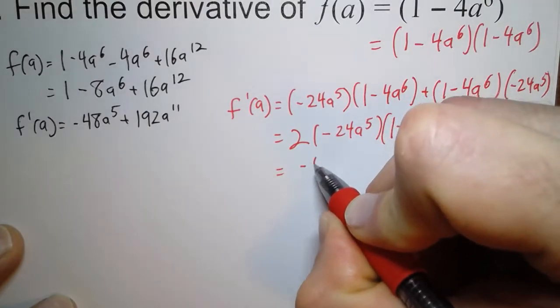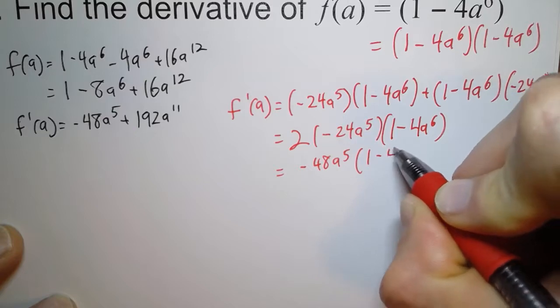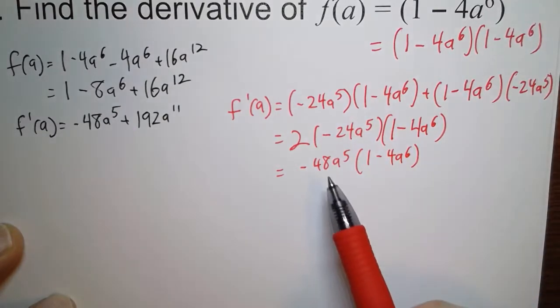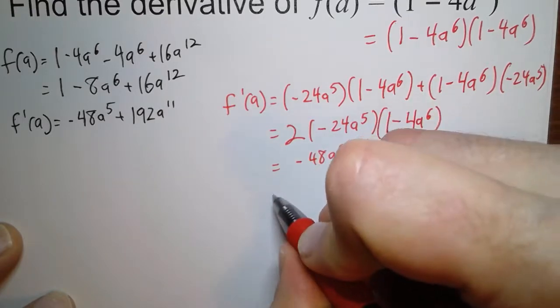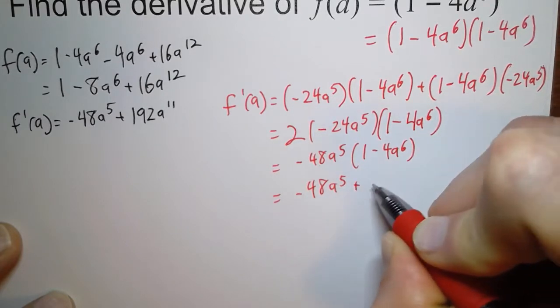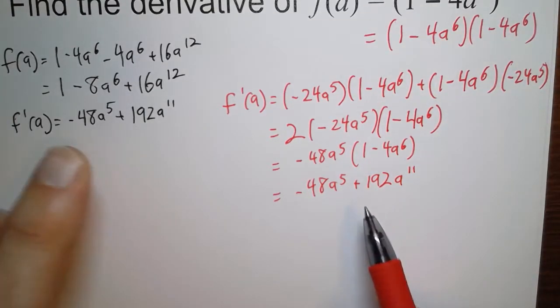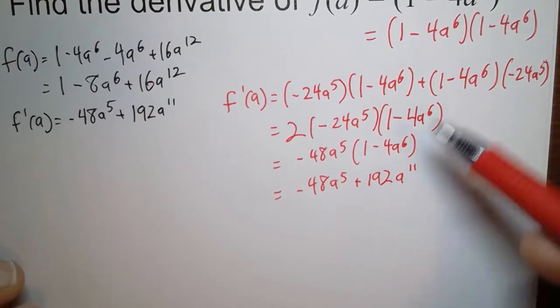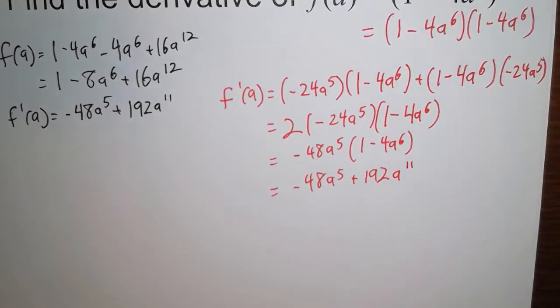So first let me multiply in the 2. So we have negative 48a to the 5th times 1 minus 4a to the 6th. And now, if we multiply negative 48a to the 5th into this quantity, we get negative 48a to the 5th plus 192a to the 11th. And so there we go. They match. Now, did this take less time than that? No, probably not. Looks like it took more work than that. But some people do prefer to see the product rule worked out. So let's look at the next one.